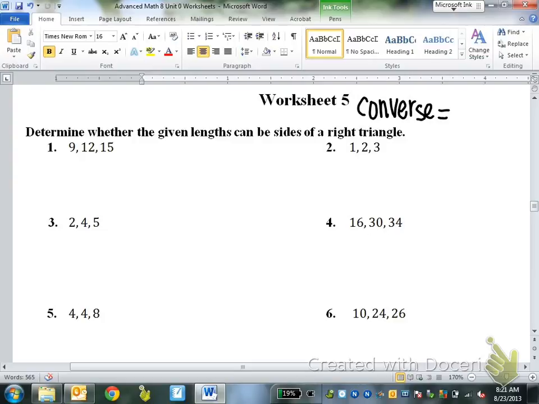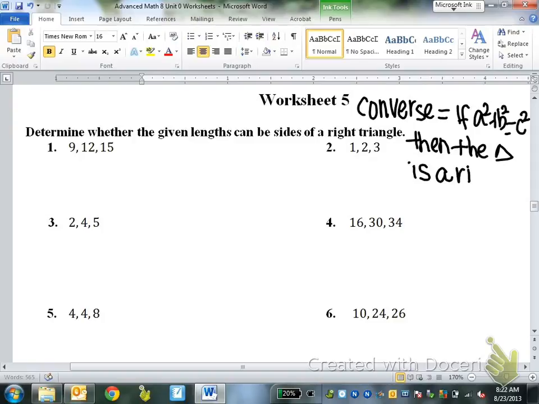So the converse of the Pythagorean theorem would be: if a squared plus b squared equals c squared, then the triangle is a right triangle. Which should make sense when we think about it, but it's actually the official statement.